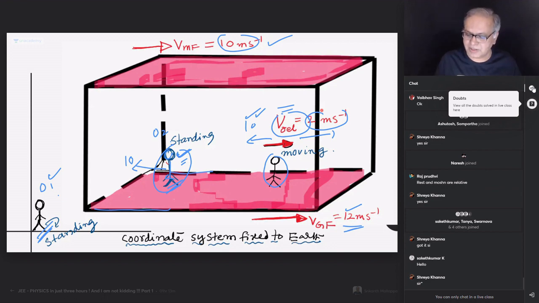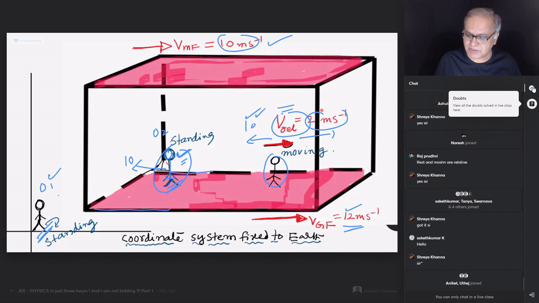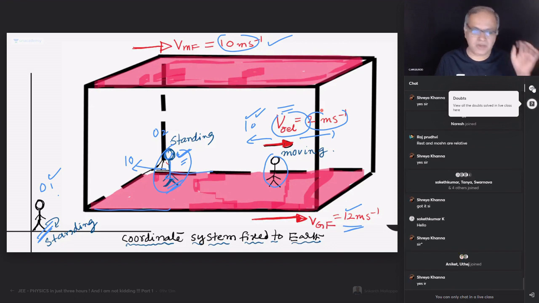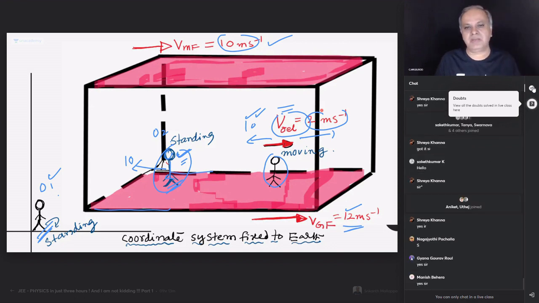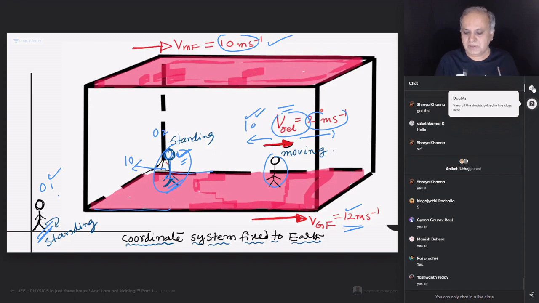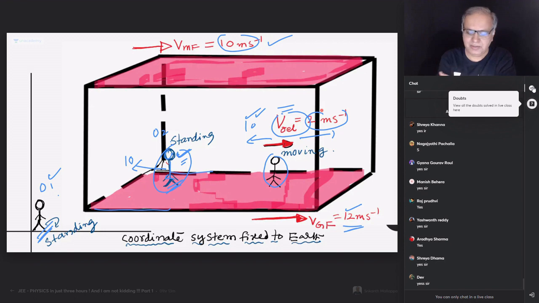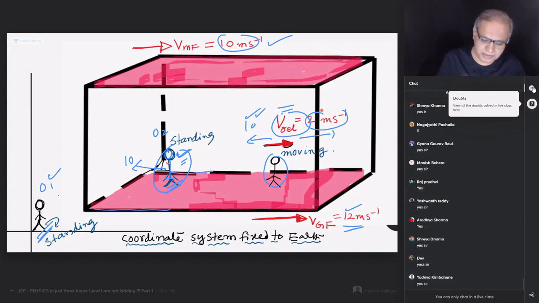Are you all listening, children? Uttej Kumar, yes. Please don't leave in the middle, because if you leave in the middle, you actually don't get the benefit of what I'm talking. Okay, Jnana Gaurav, Manish, Yashwant, Shreya, keep listening to me.